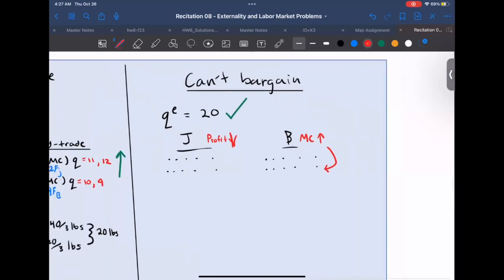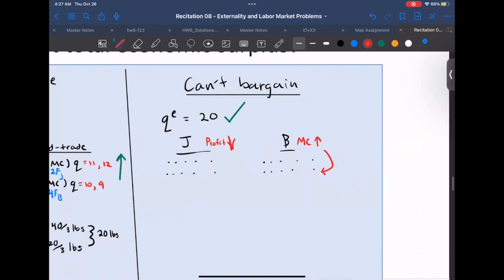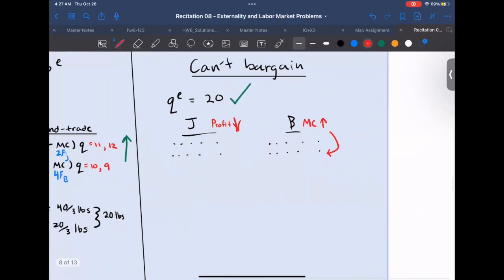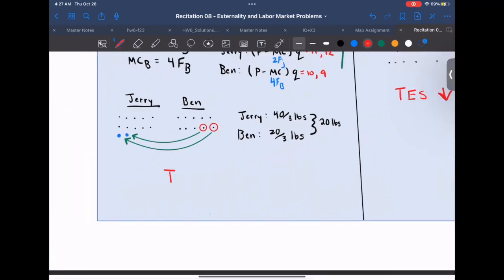So because of that, when Ben and Jerry can't bargain, yes, there's going to be the efficient quantity. However, they're not being caught in the most socially efficient way. So total economic surplus actually ends up going down. Whereas in this case, total economic surplus stays the same.